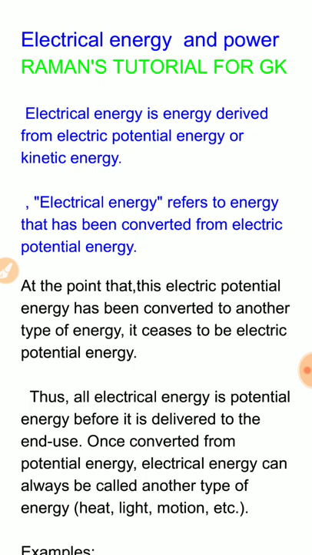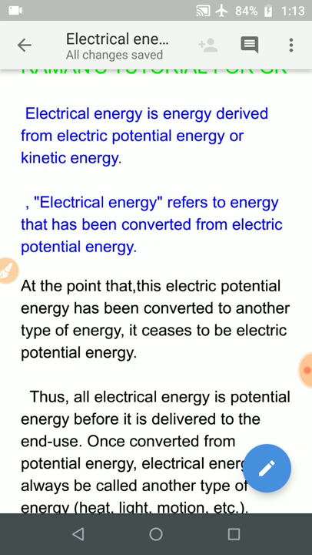Now, let us discuss the definition of electrical energy. Electrical energy is energy derived from electrical potential, whether potential energy or kinetic energy. Electrical energy may also be defined as energy that has been converted from electrical potential energy.